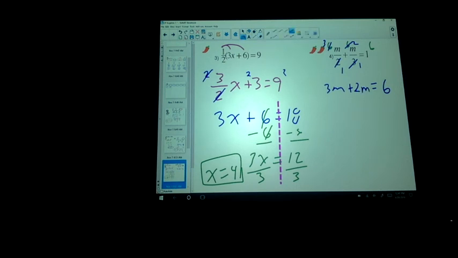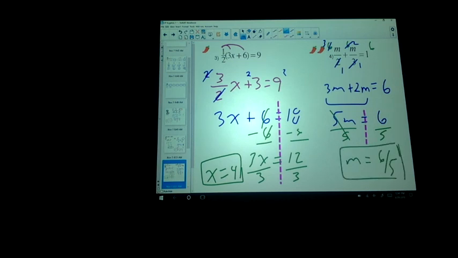We agree? I do have two like terms. I have 3m and 2m. If I combine these together, what do I get? 5m. 5m equals 6. Now let's try and move something over. How do I get m by itself? Divide by 5? Good. So those cancel, so m equals 6 over 5. Totally leave your answer as 6 over 5. Okay?